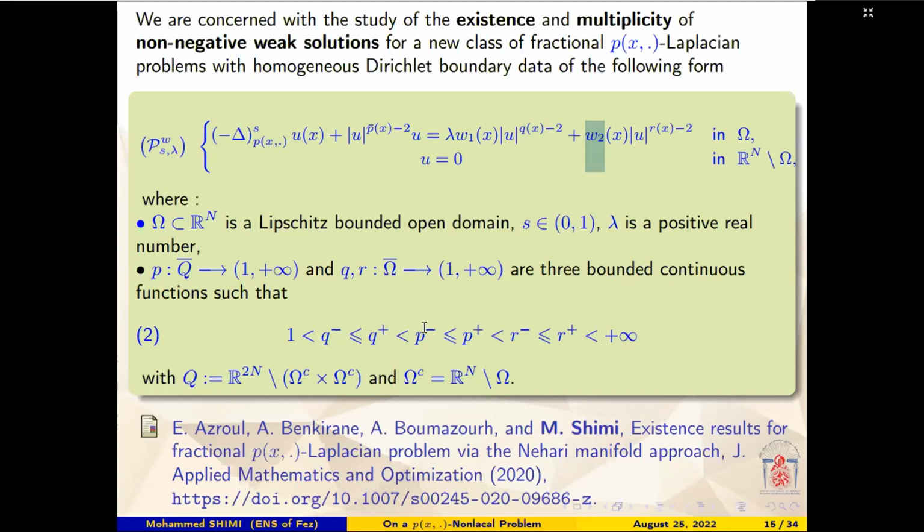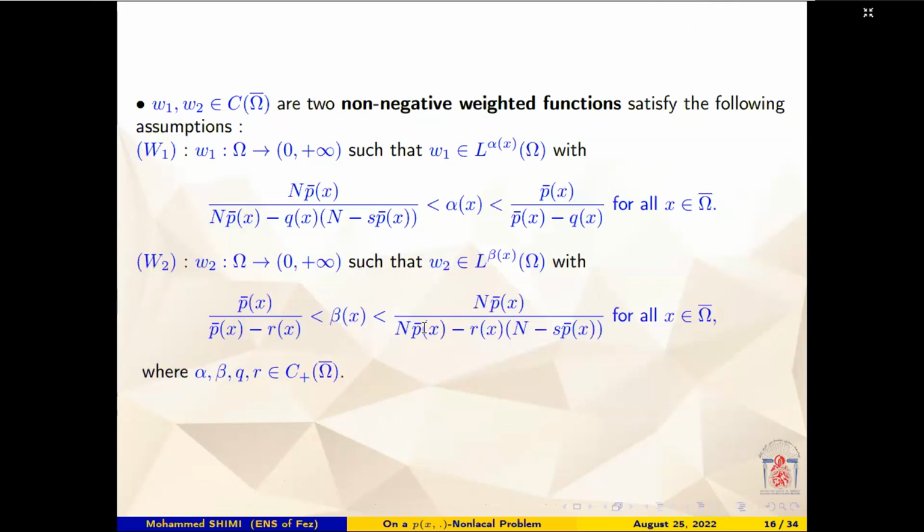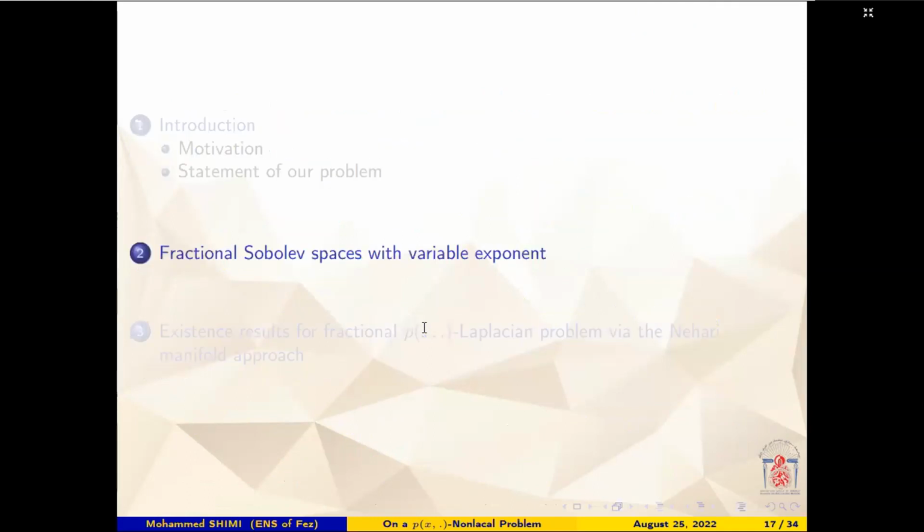So we assume that W1, W2 are two continuous non-negative weight functions on Ω̄ satisfying the following assumptions. The first one is for W1 and the second one is for W2, where α, β, q, r belong to C+(Ω̄). Now we will present the functional framework in which we will study our problem. We start with the diagram of the functional framework.